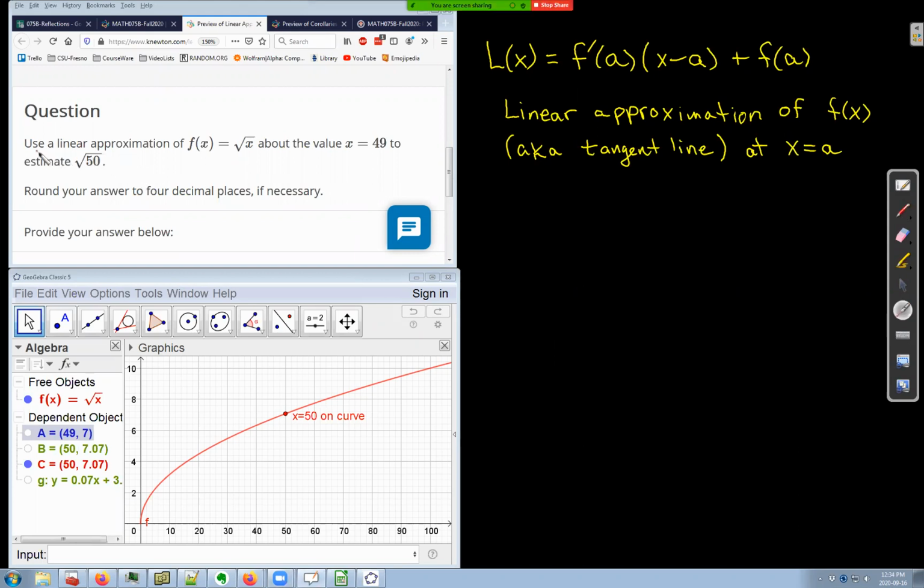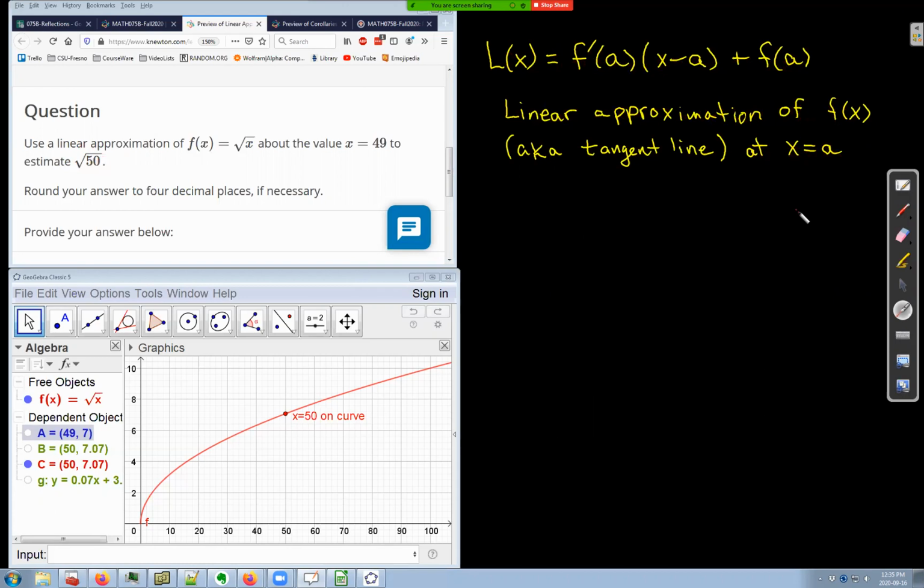So the question is, use a linear approximation to the square root function at about the value x equals 49 to estimate the square root of 50. All right, so we're going to use linear approximations to estimate the square root of 50. And what I've got here on the right is the formula. It's the formula for a linear approximation to a function at some point or at some number.